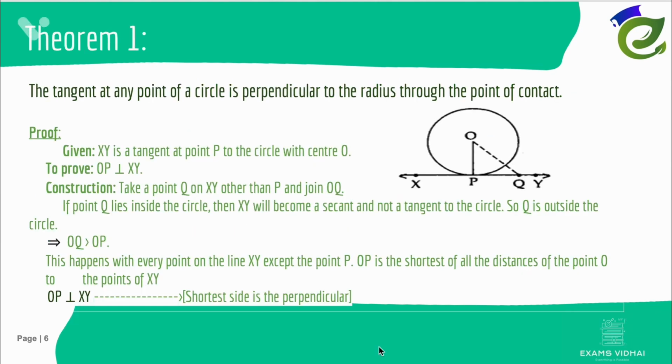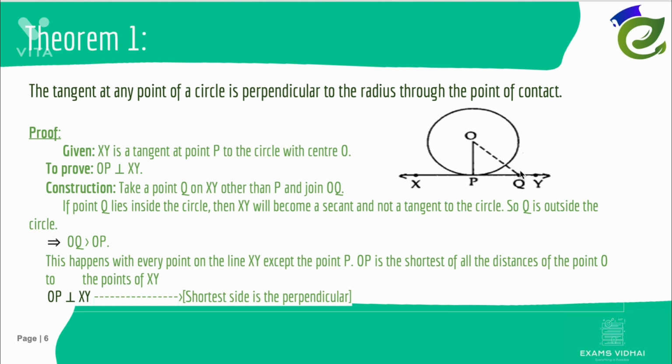Theorem 1 states that the tangent at any point of a circle is perpendicular to the radius through the point of contact. Proving it, we are given a tangent XY at a point P to the circle with center O. And we have to prove that OP is perpendicular to XY. In the construction part, we construct OQ such that Q is a point lying outside the circle and not inside. Because if it is a point inside the circle, it becomes a secant.